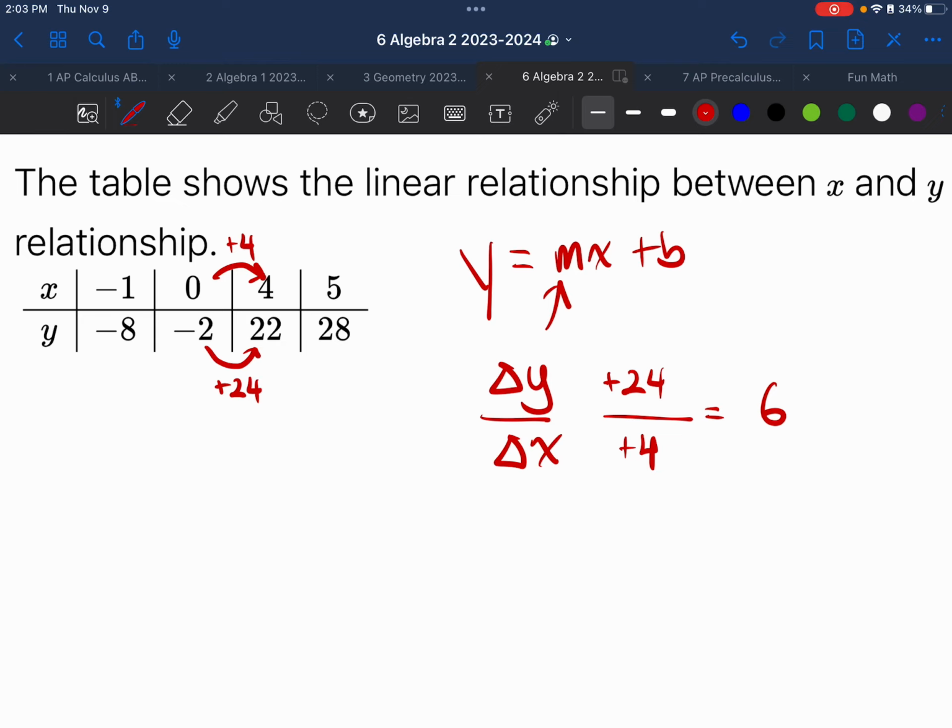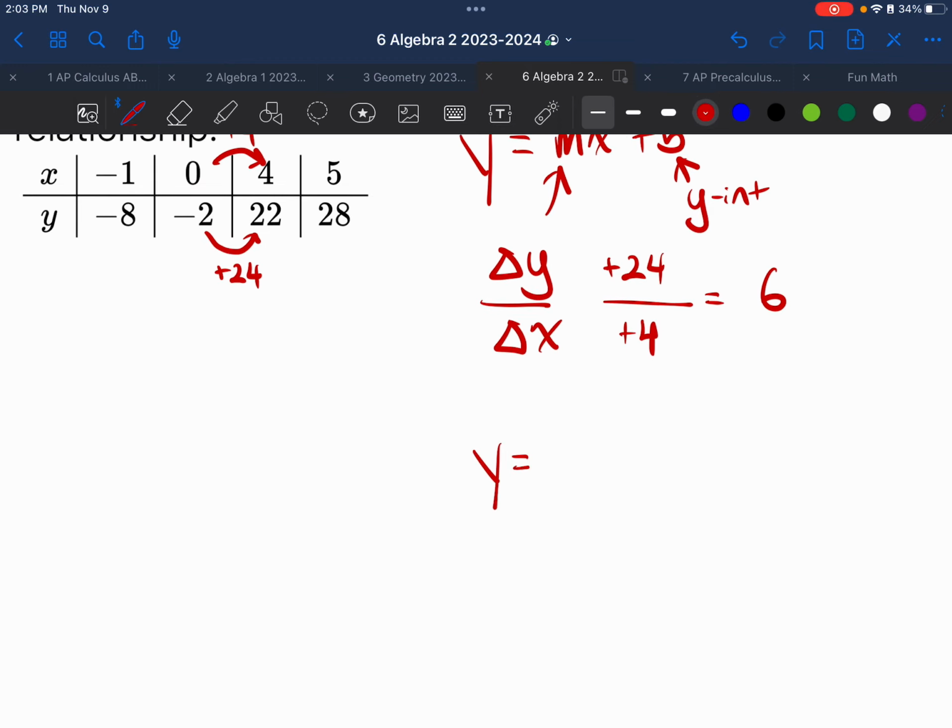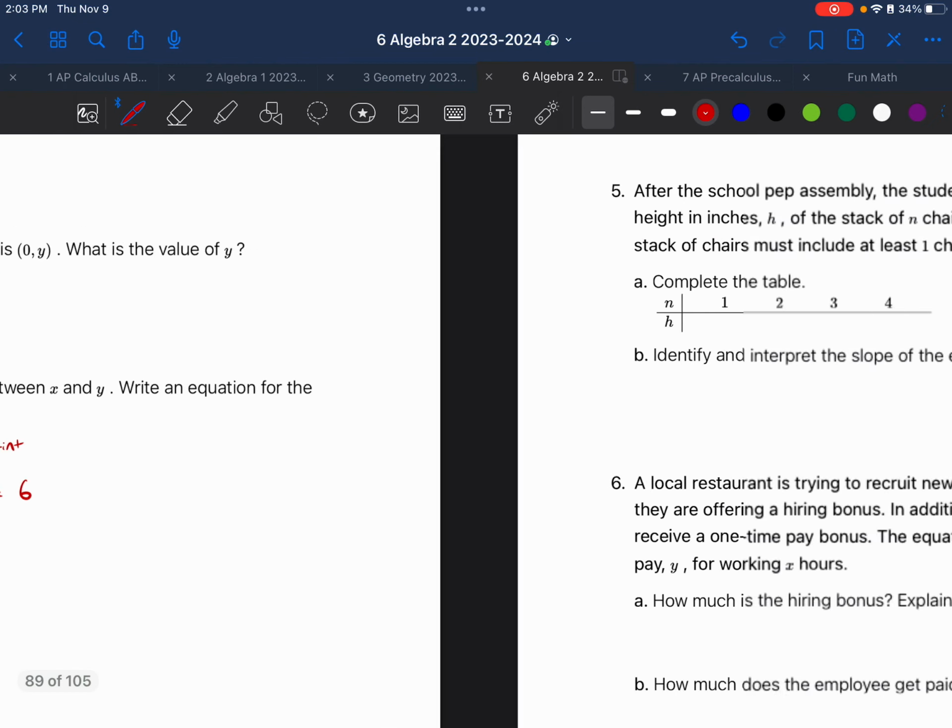Next, we need to find what the y-intercept is. This definition of the y-intercept, yet again, is where the x value is 0. Which of these x values is 0? Right here, which means the y-intercept is negative 2. So I can write out the final equation here. Y is equal to 6x, that was our slope, 6x, and then minus 2 for our final answer, which I can then box. Now we're moving on to number 5.